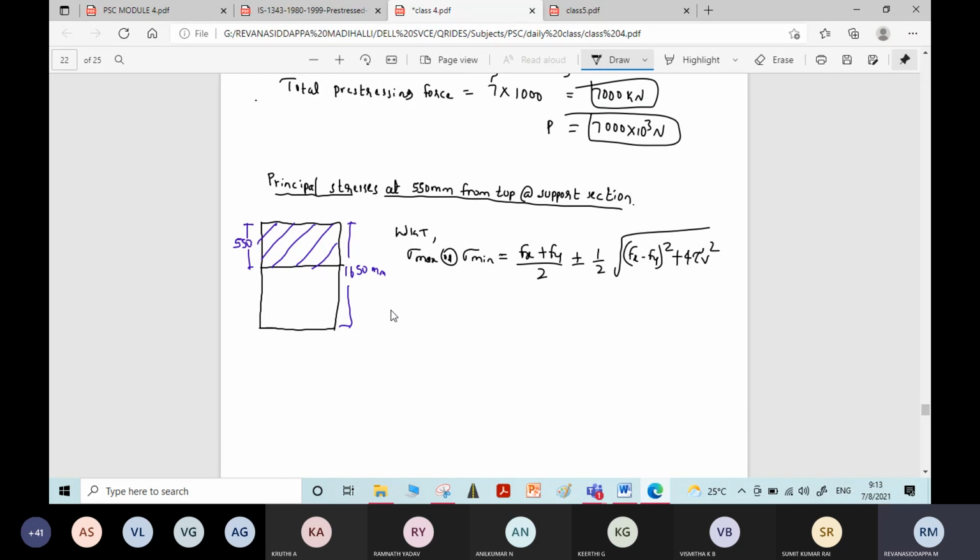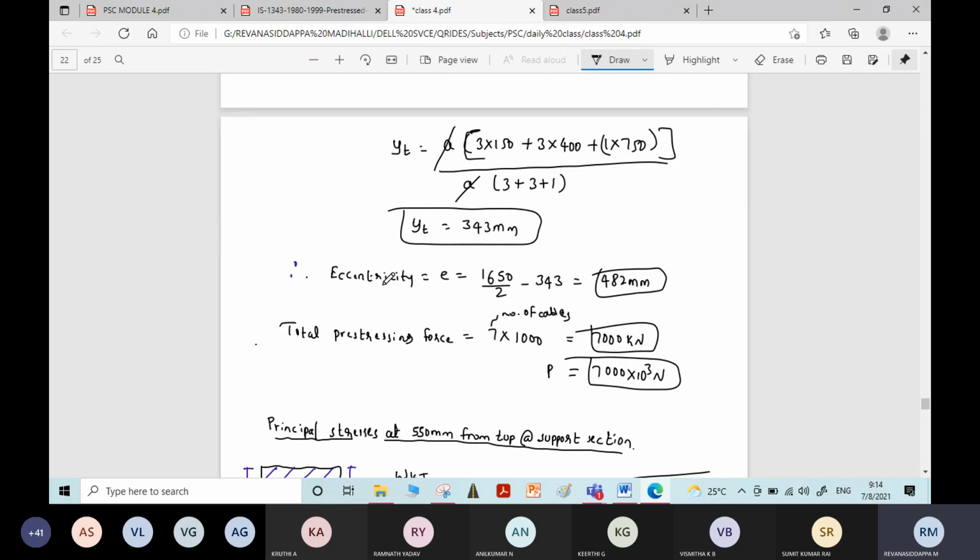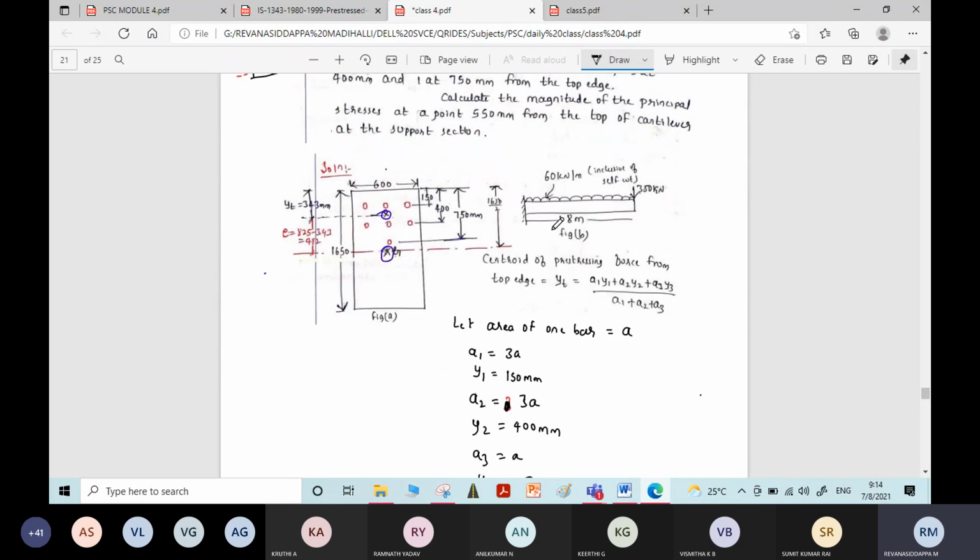First we will find Fx. This is a very important step, students, listen. The type of beam given is a cantilever beam.